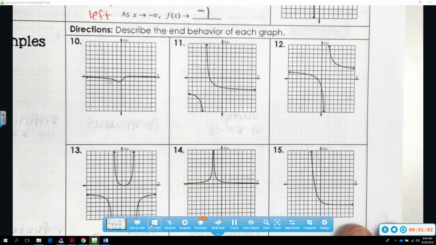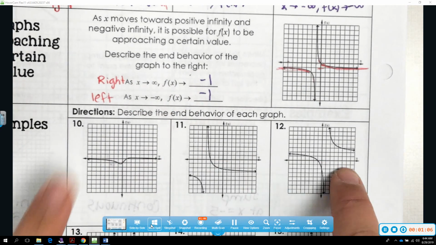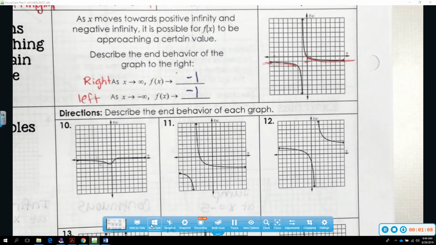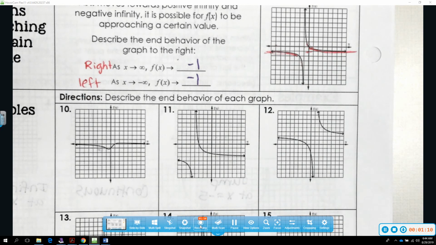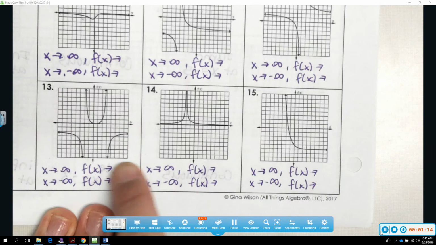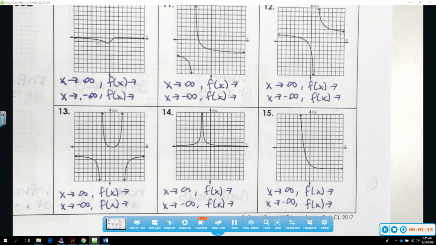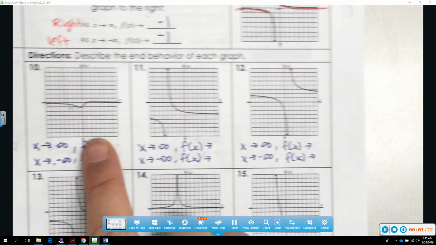The first thing I need you to do, please, write this down for 10, 11, 12, 13, 14, and 15. So you should have written this right here, the template down for all 6. If you don't have it, you need to pause it and do it again. Excuse me.